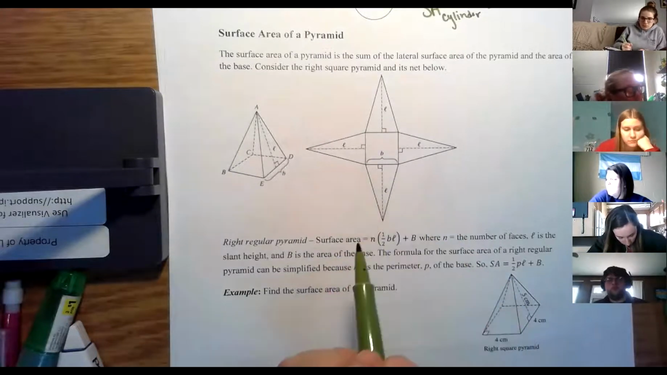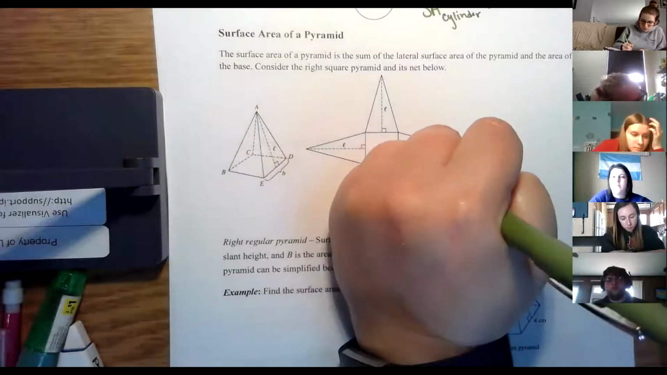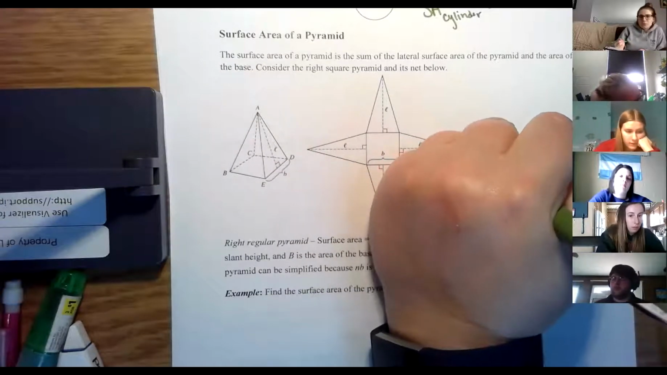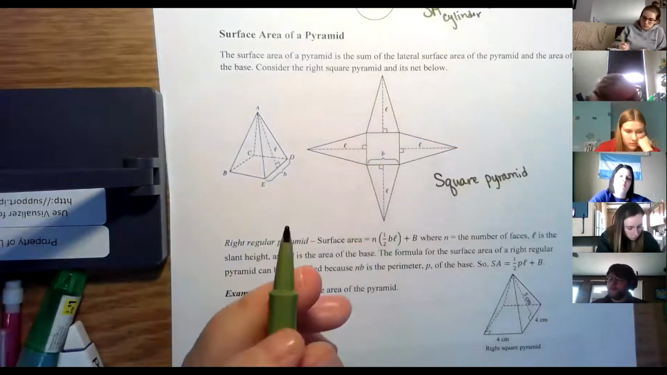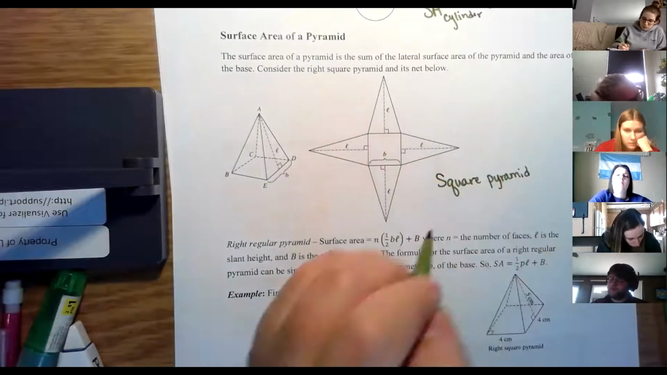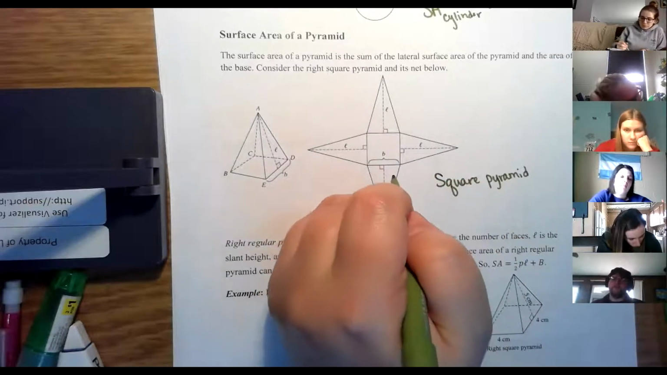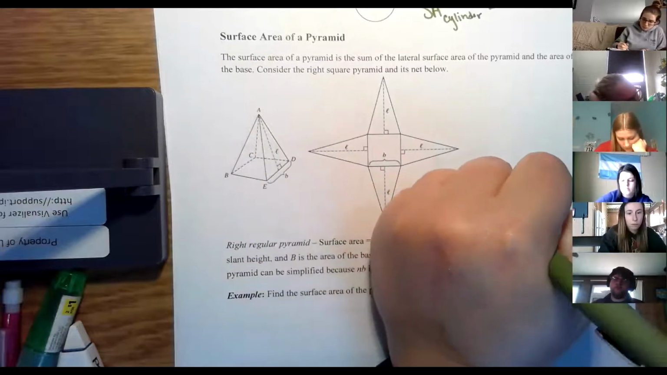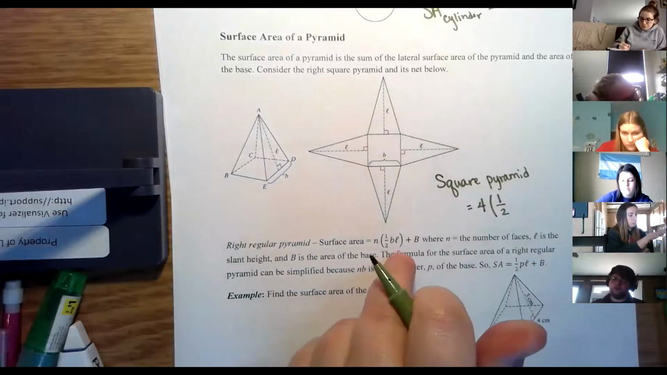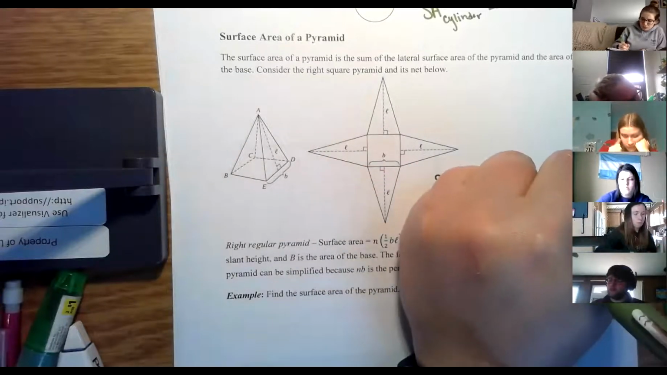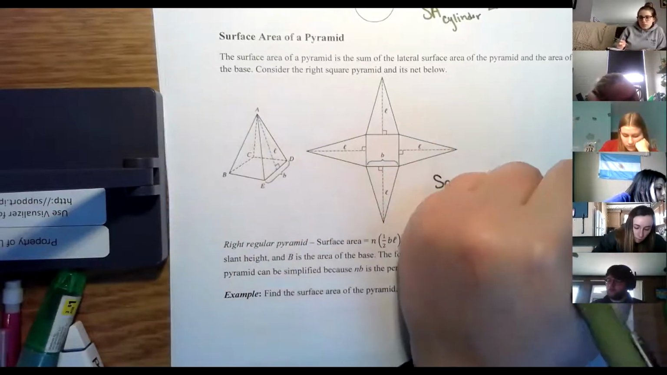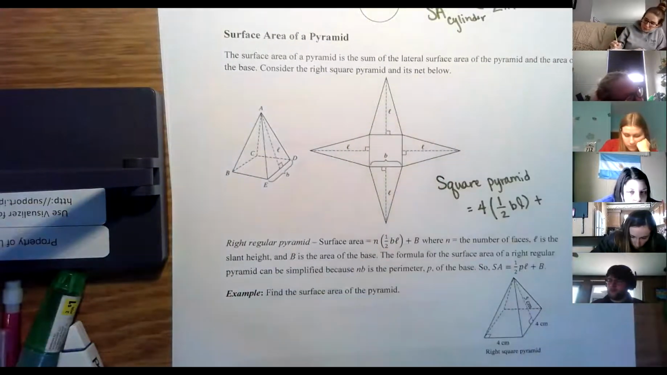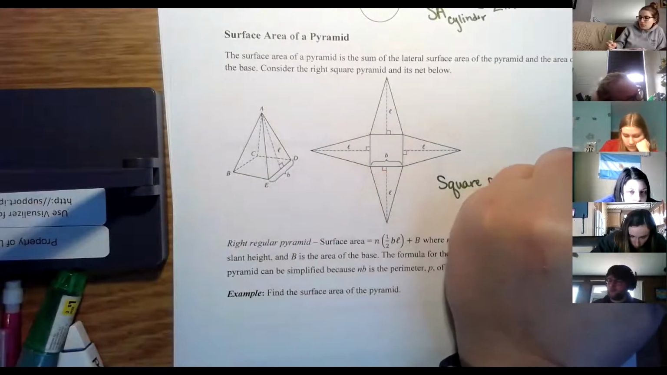So in this case, for a square pyramid, we would take the number of lateral faces, which would be 1, 2, 3, 4, times 1/2 the length of the base times the slant height L, plus the area of the base, which would be little b squared.